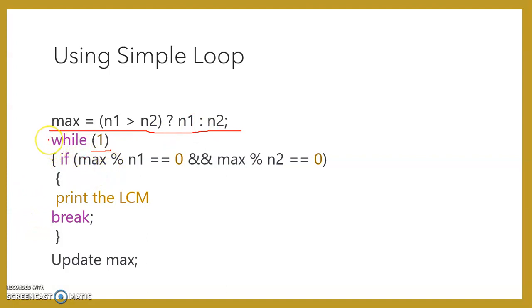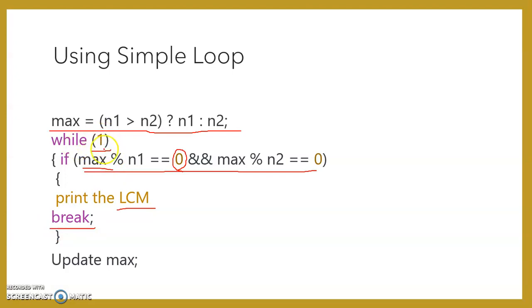Then we are using a loop structure for what? For the purpose of checking the condition. What is the condition? Whatever maximum number you got here, you need to take the mod of that maximum number with the first number and the second number, and if that modulus gives you remainder 0, then that max number is the LCM of the two numbers. I will show you this with execution.